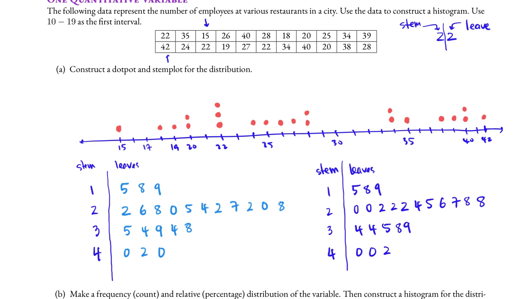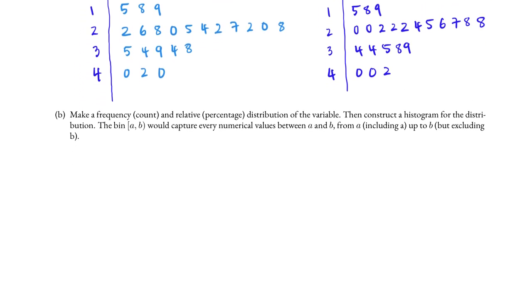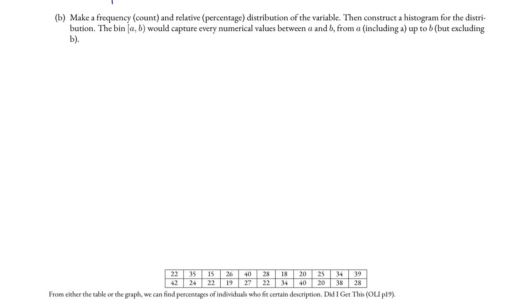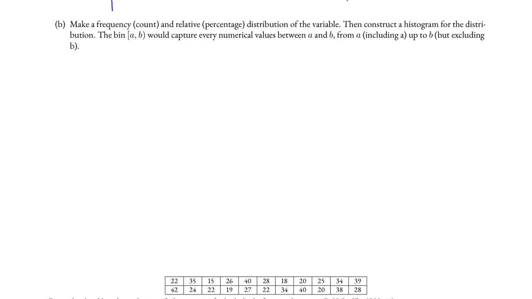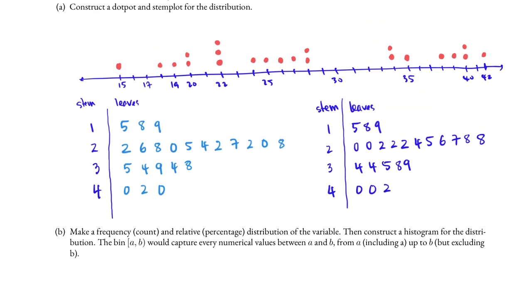Moving on, we will now construct the histogram. To construct the histogram, we will first make the frequency table and the relative distribution of the variable. We listed the values down here again for convenience. Now, there are 22 values, so we can't just list all 22 values for the table. Instead, we will organize them into bins.